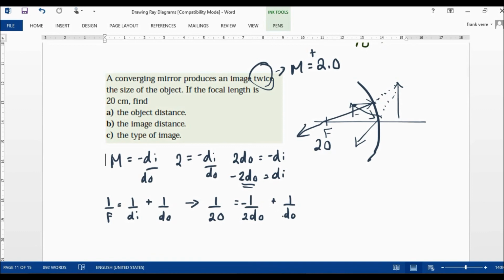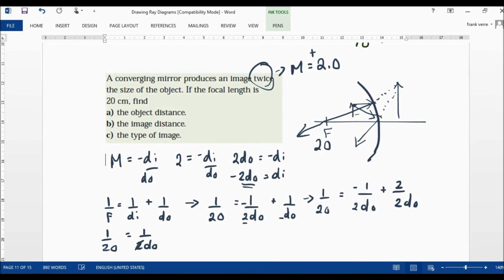And we can look for a common denominator. So we can say 1 over 20 is equal to negative 1 over 2 do plus 2 over 2 do. I just multiplied this by 2 because you can see they're not the same denominator, so we've got to make a common denominator. Okay, so what does this give us? This gives us 1 over 20 is equal to 1 over 2 do.